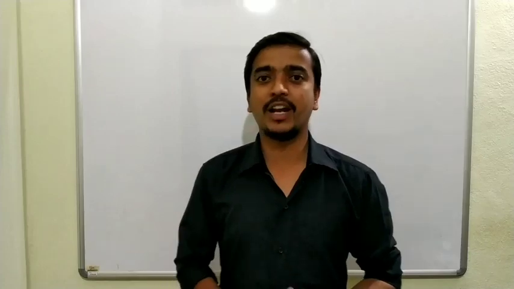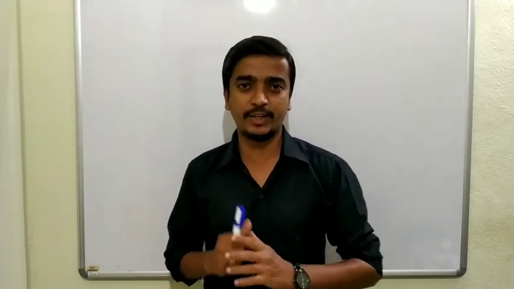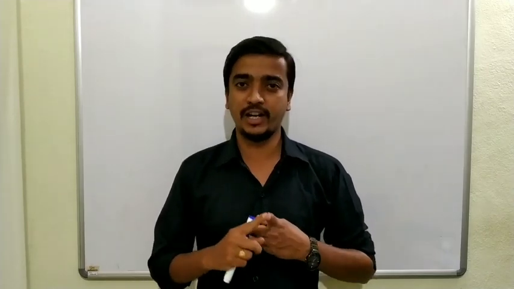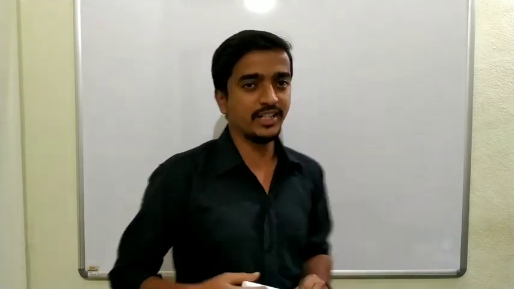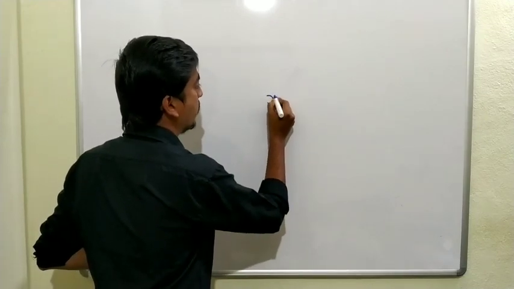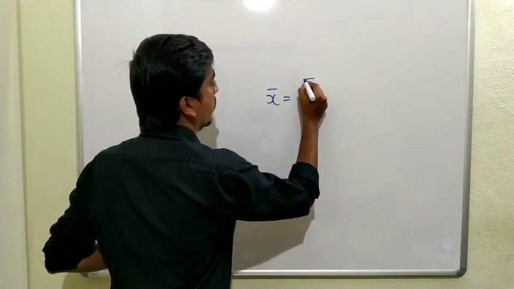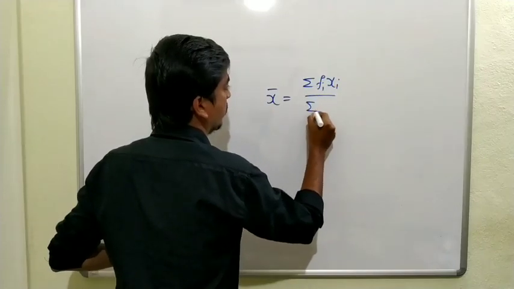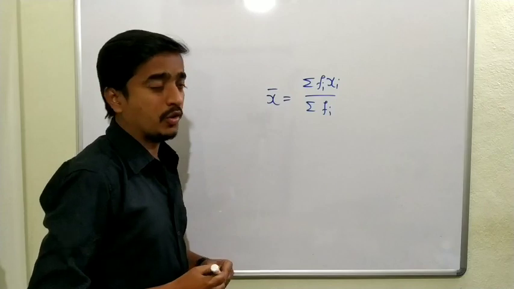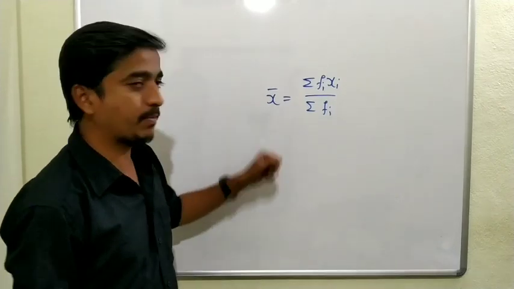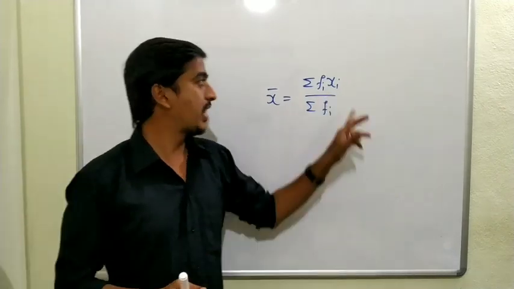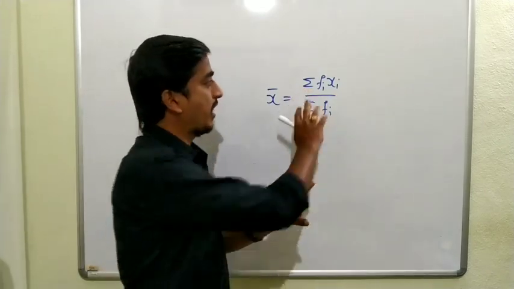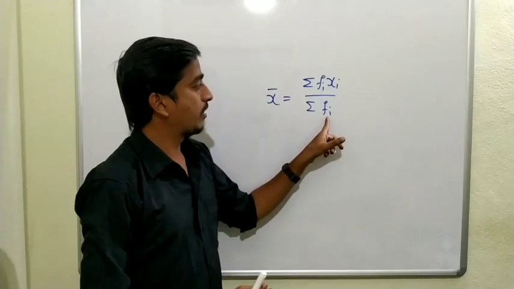Before starting the new method, let us recall the previous method, that is the direct method. We can find the mean in different ways, and one of the methods we learned is the direct method. The direct method formula is x bar equals sigma fi xi by sigma fi. We denote the mean by x bar, f is the frequencies, and xi's are the class marks. Sigma means the sum of the fi xi values divided by the sum of frequencies.